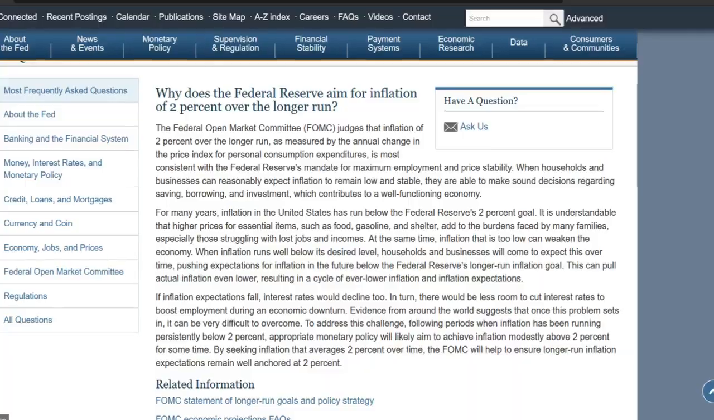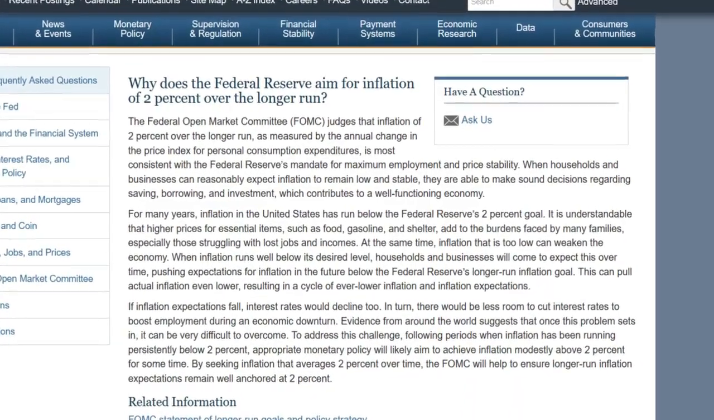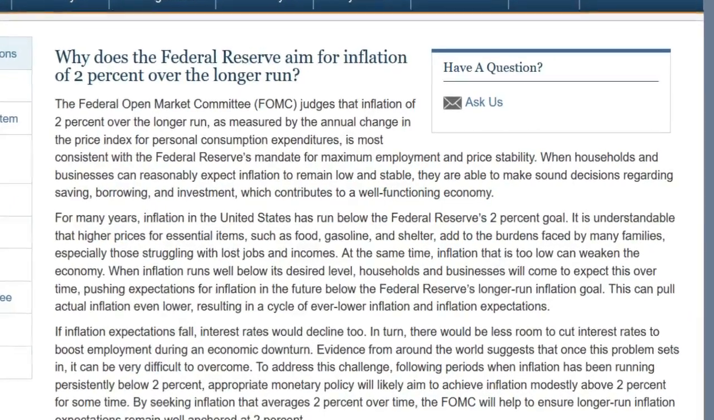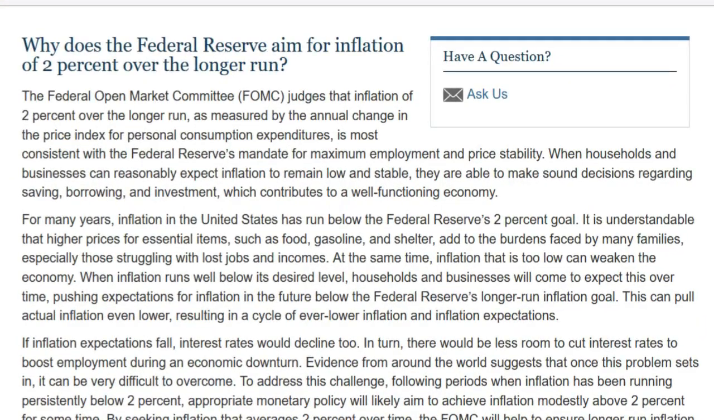And what the Fed does when it targets that 2% inflation, and when people and businesses know that's the rate they are targeting, people are able to make sound decisions which contribute to a well-functioning economy. Seriously, that's basically what's written on their website.